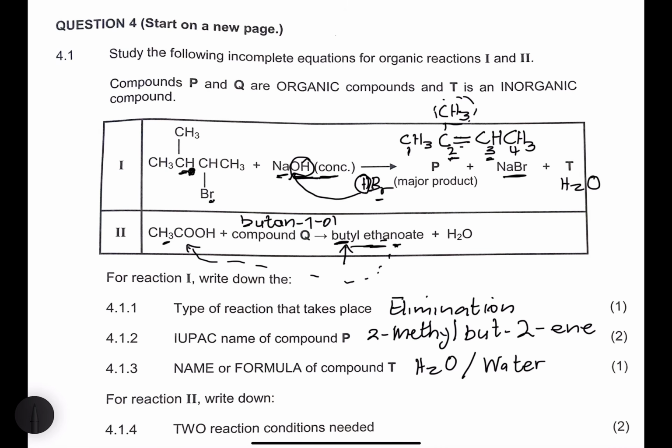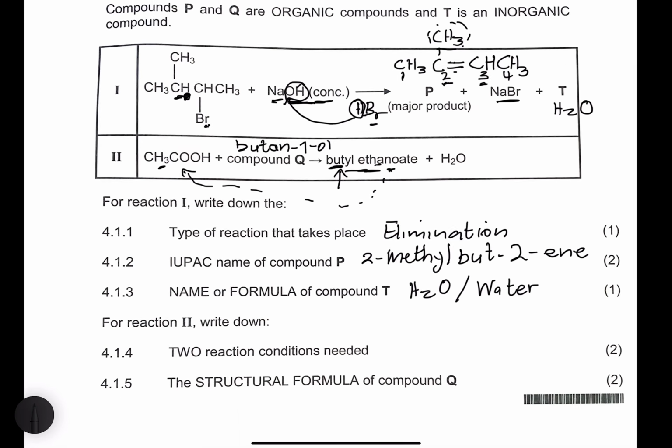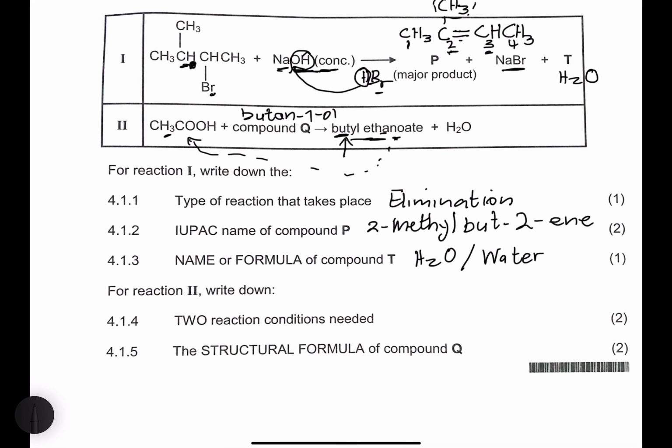Right, now let's go for the equation for reaction 2. They say for reaction 2, write down the two reaction conditions needed. Remember, when we're forming an ester, we need to use concentrated sulfuric acid. So we need concentrated sulfuric acid as a catalyst. But we also need heat, so in the presence of mild heat.